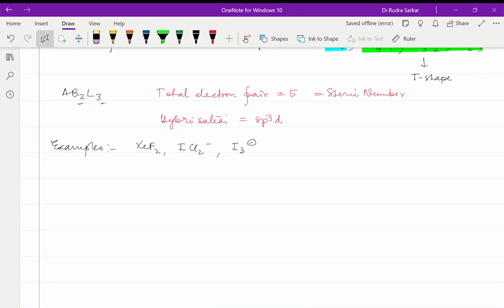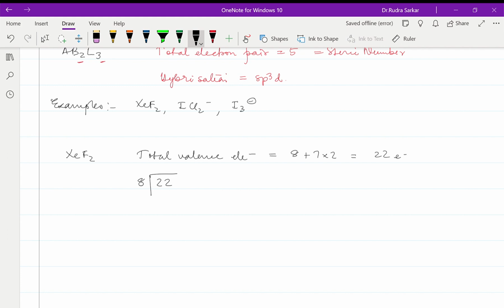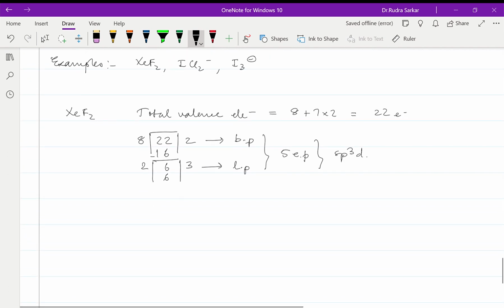Now let's do the total electron count for XeF2. So total valence electrons: Xe means 8, for fluorine it is 7 times 2, so that will give you 22 electrons in total. 22 is a number that is greater than 8, so we divide by 8, so quotient will be 2. We have 16. If we subtract, we get 6. Number is less than 8. This is our remainder. We divide by 2. That will go 3 times. So again, this is what? Bond pair. That is what? Lone pair. Total electron count, 5 electrons. Hybridization, from that, if steric number is 5, we will say hybridization is sp3d.